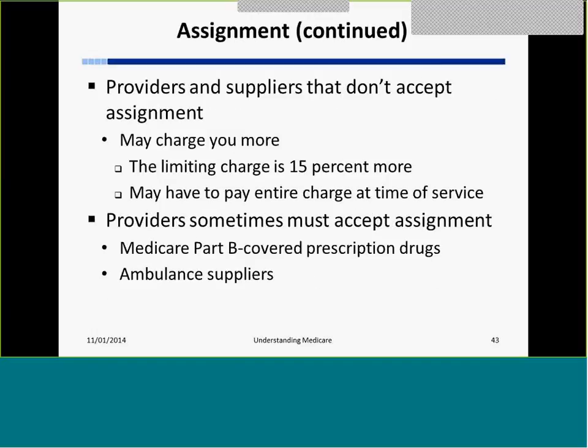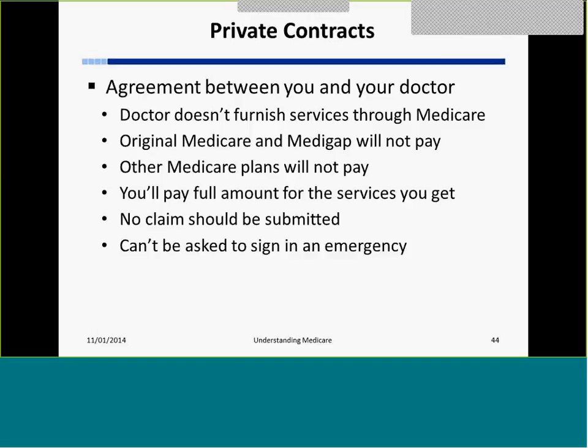And the claim is submitted directly to Medicare. If providers do not accept assignment, they can charge up to 15% more. It's called the limiting charge, and I don't see it very often. Some providers have no choice and must accept assignment. It's part of the rule when they sign a contract. Medicare Part B covered prescription drugs, oral chemotherapies, that type of thing, are Part B, and the ambulance suppliers, because this was a big issue in years past. So now it doesn't matter, the ambulance, the air ambulance, they have to accept Medicare assignment.